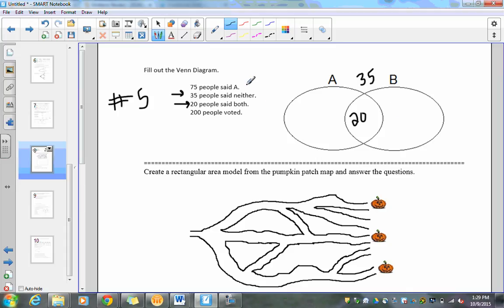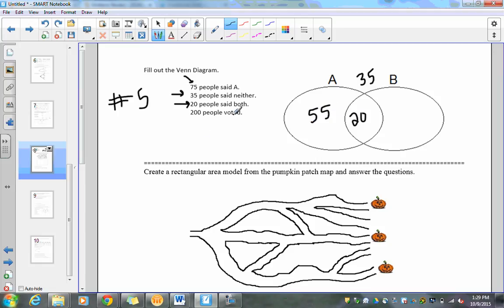We'll put it outside the Venn diagram. Now, here's where it can get tricky. It says 75 people said A. That means this entire A circle, everything inside of it must add up to 75. But if you notice, 20 of the 75 said A and B. So if 20 of the 75 have already been accounted for, that means we have 55 left over.